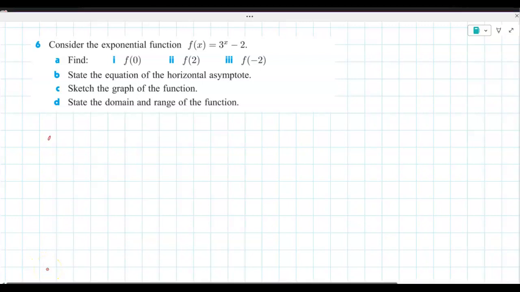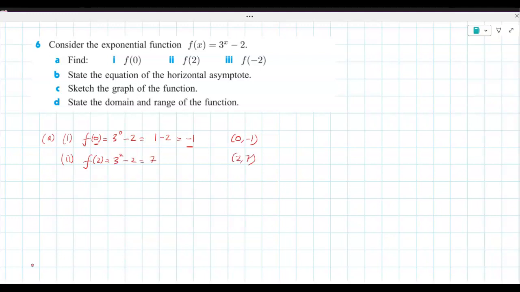So basically, your f(0) is 3 raised to 0 minus 2, which is 1 minus 2, which is -1. That means your point is (0, -1). See, listen, your point will be (0, -1). Because we are putting 2, no? Your f(2) is 7. So your second point is (2, 7).